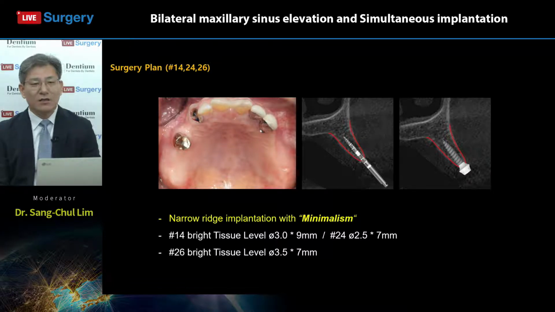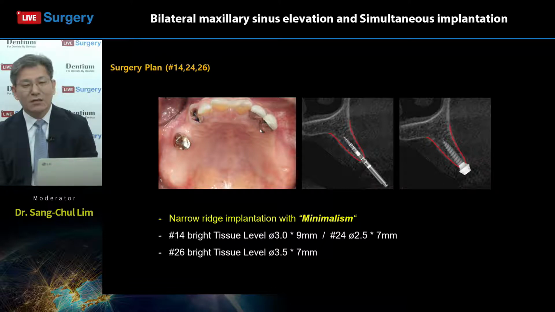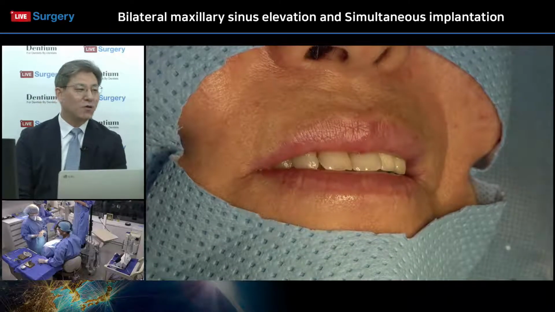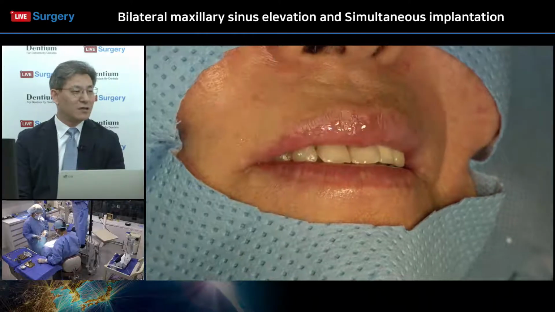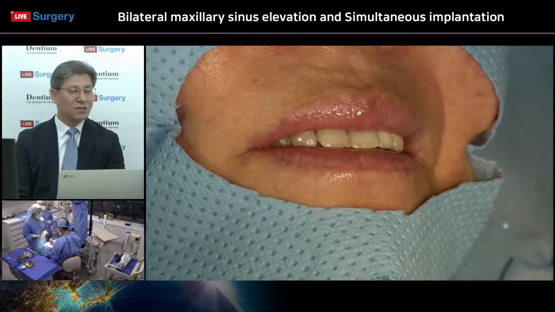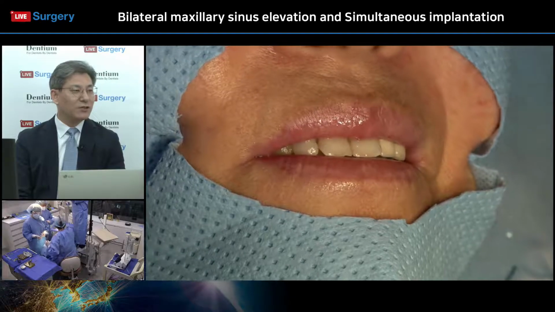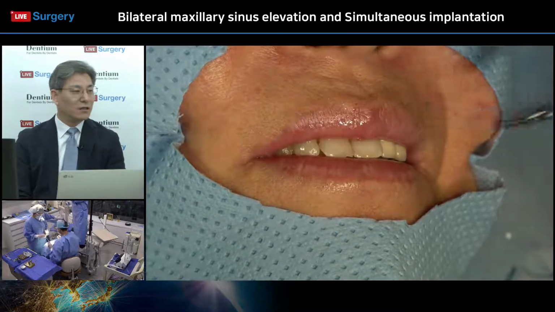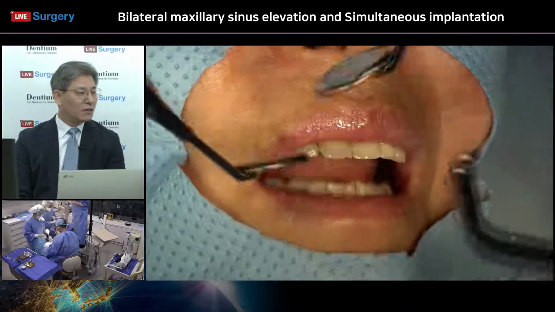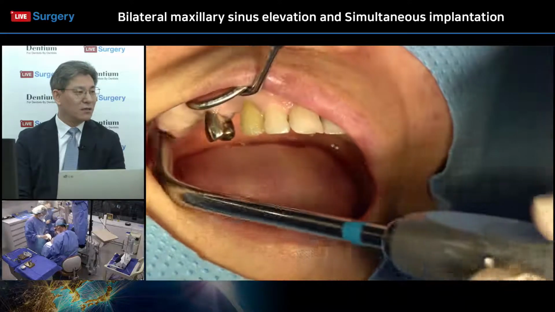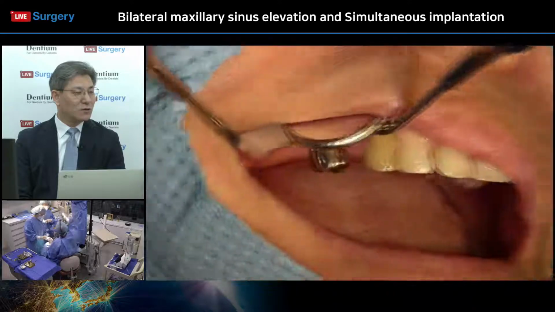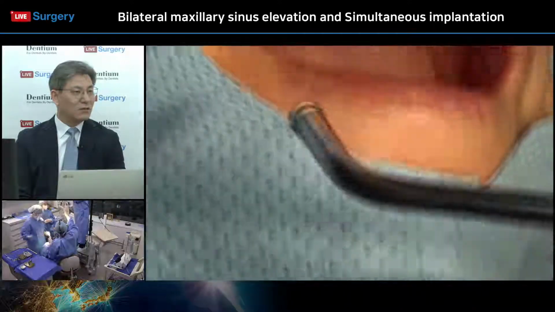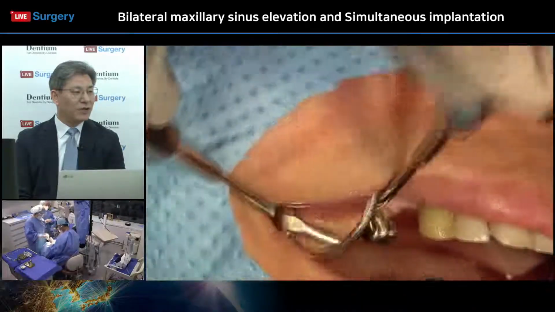Okay, are you ready, Dr. Zhang? Yes. In surgery room? Ready. Okay. So the patient is ready for the surgery. Dr. Zhang has prepared the patient for the surgery, and he is starting on the right side of the patient first.